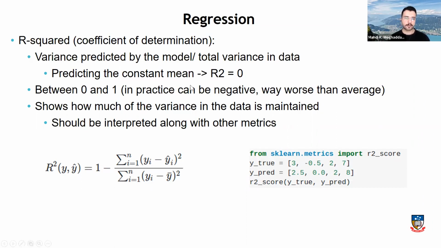And as I mentioned, the better that variance is represented in your predictions, the closer to 1 you would get. Again, a quick note on the scikit-learn metrics library, it's called R2 score, and you pass the ground truth and the predictions.